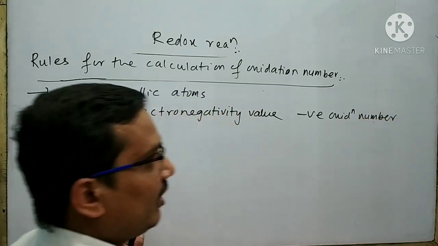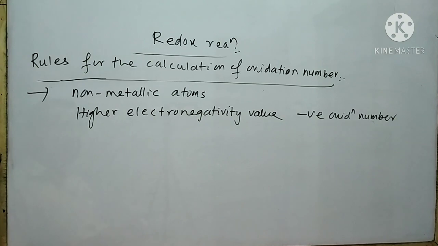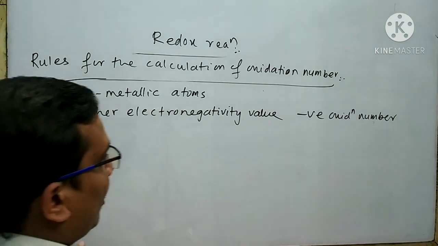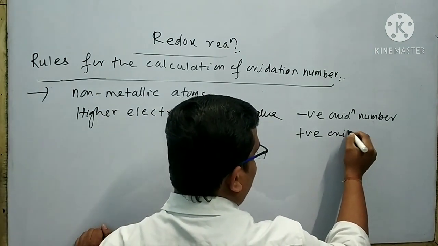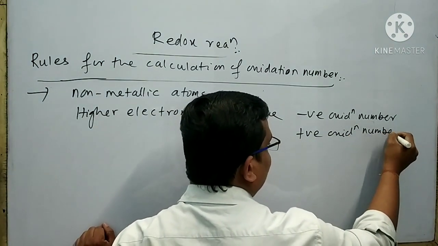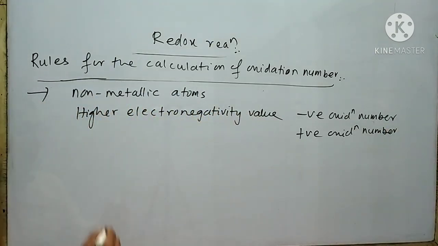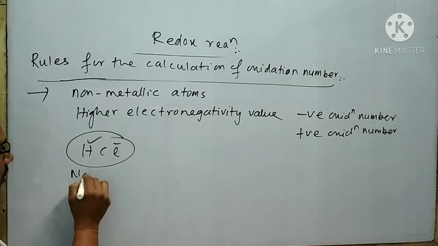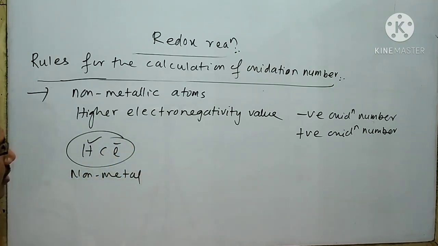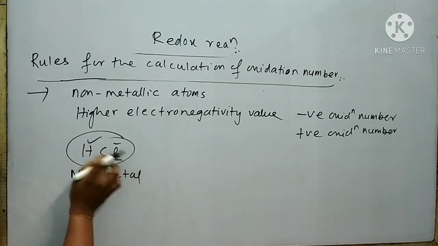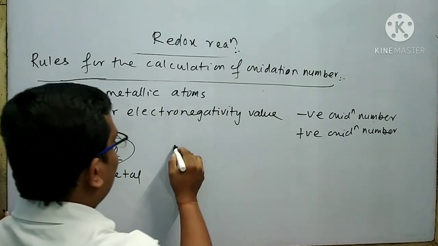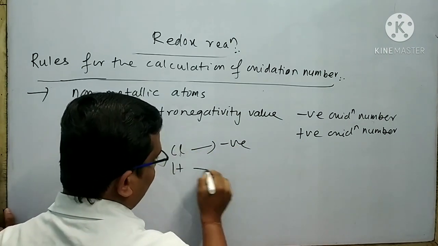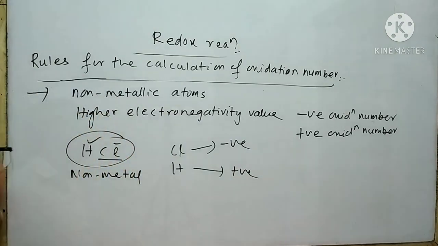On the other hand, the atom, that means the non-metals which have lower electronegativity value, have positive oxidation number. Take an example. In case of HCl, both hydrogen and chlorine belong to non-metal, but the electronegativity of chlorine is more than hydrogen. So chlorine shows negative oxidation number while hydrogen shows positive oxidation number.